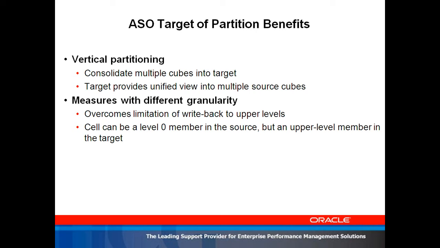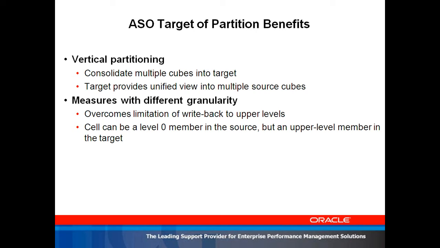The different scenarios for using ASO databases as the target of a transparent partition include vertical partitioning, where multiple cubes are consolidated into an ASO target cube. So I can use different areas of different BSO cubes to feed data into the ASO cube. And the ASO target cube would then display all of the data from the multiple source cubes.